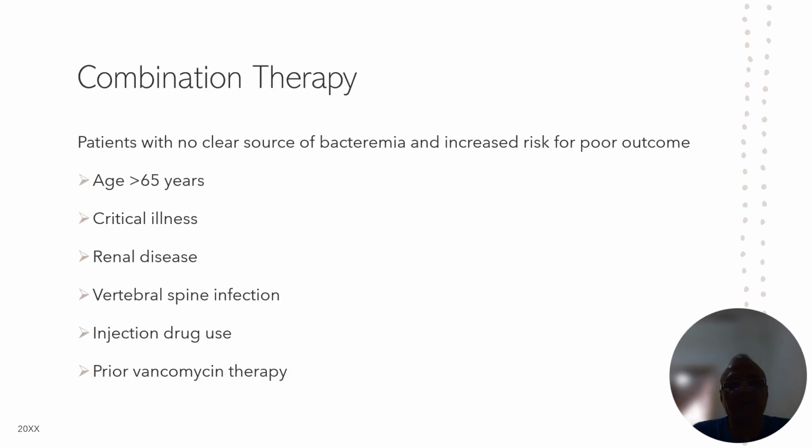Combination therapy can also be used when the patient has no clear source of bacteremia and if the patient is at increased risk for poor outcome, including critical illness, age more than 65 years, renal disease, vertebral spine infection, if the patient is an injection drug user, or if the patient has received vancomycin therapy earlier. It is suggested to switch from vancomycin monotherapy to combination therapy in such patients.